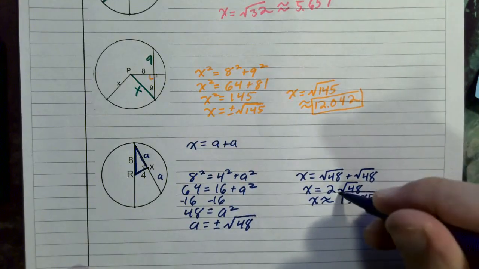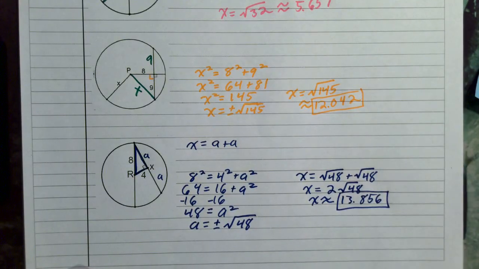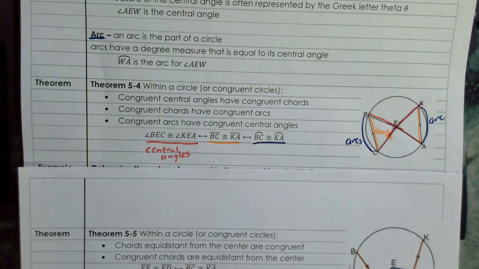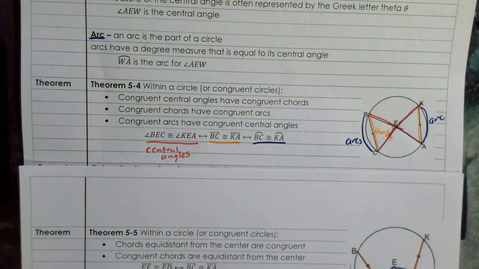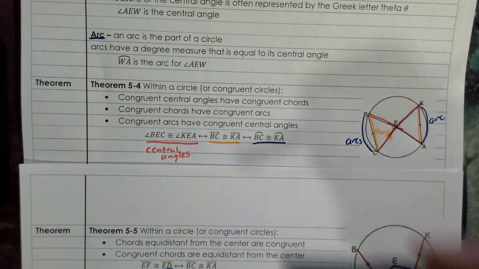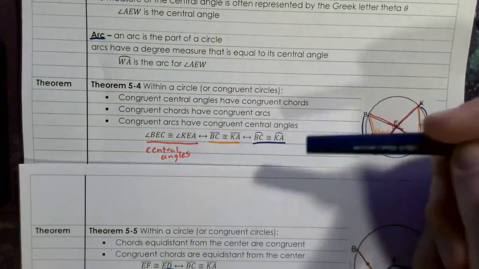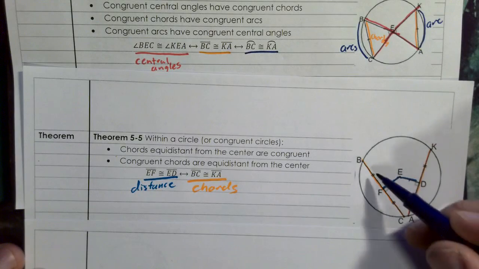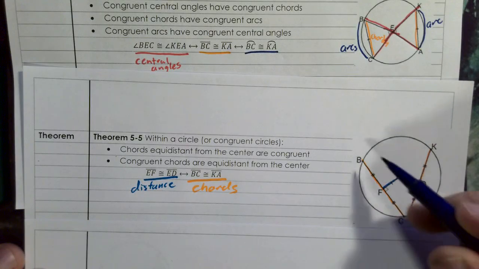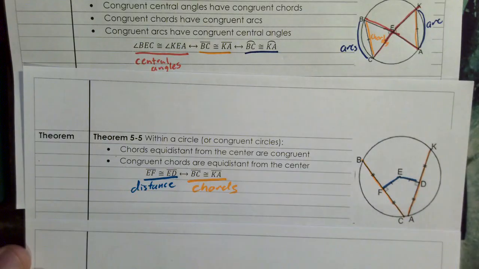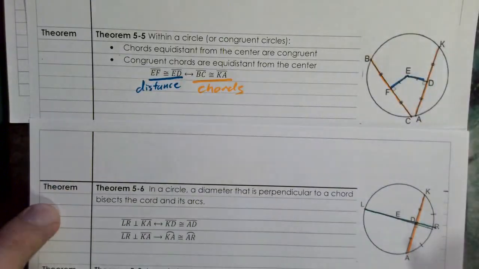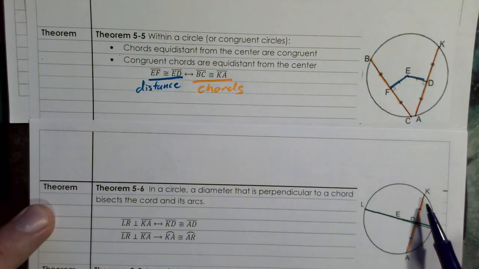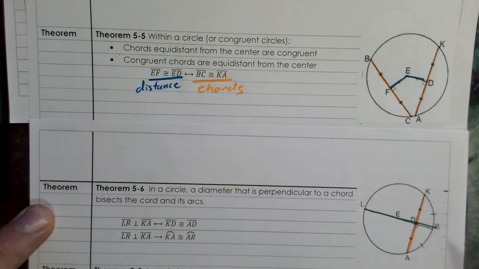And there we go. That is it for our video. So just a reminder of all the things that we talked about. If we've got congruent central angles, that means that we've got the same chords, which means we have the same arcs. If we've got chords that are the same distance from the center, then they are congruent. And finally, if we've got a diameter, it's going to cut chords equally in half to make two nice congruent arcs right there.